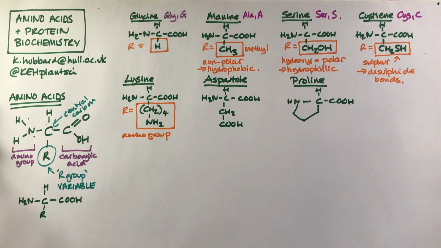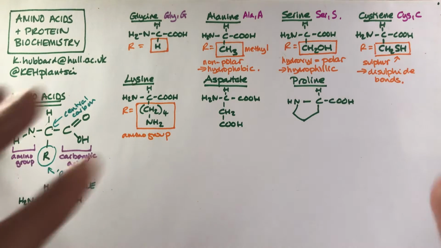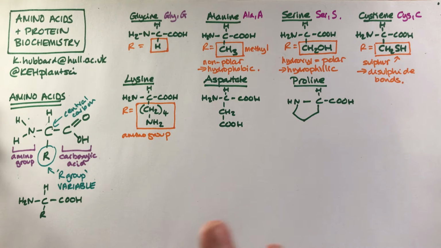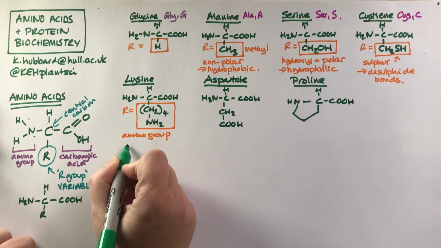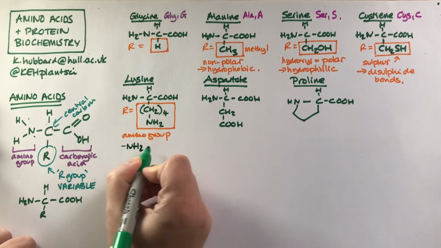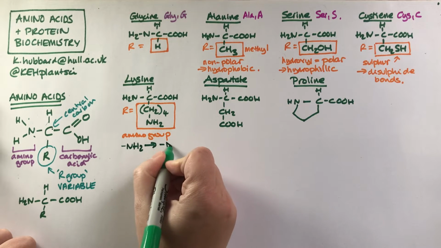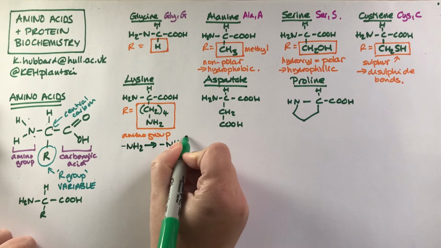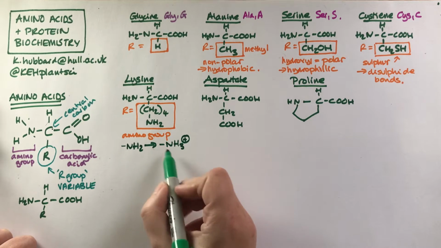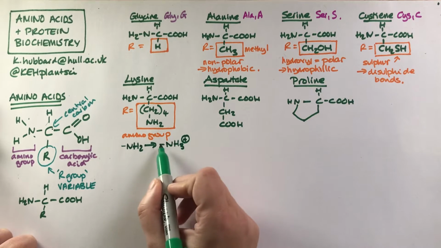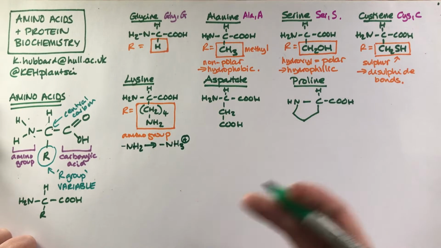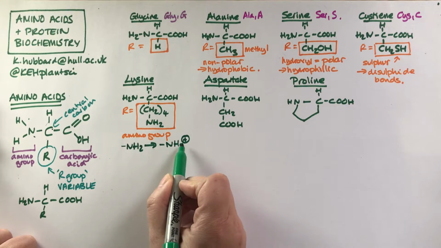Okay, and in the cell, to a first approximation, the specific biochemistry of this is a little bit different, but to a first approximation, when you're in the cell and in an aqueous environment, NH2 groups become NH3 plus. So what happens is in solution you tend to get an extra proton binding onto the amino group because it's working as a base.